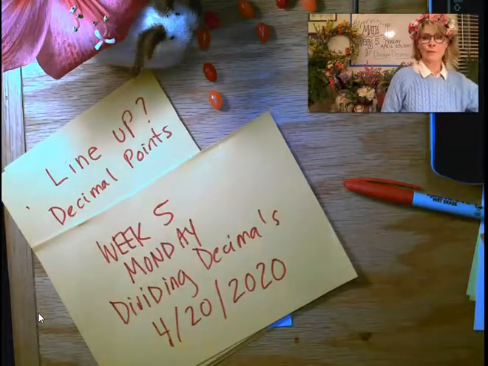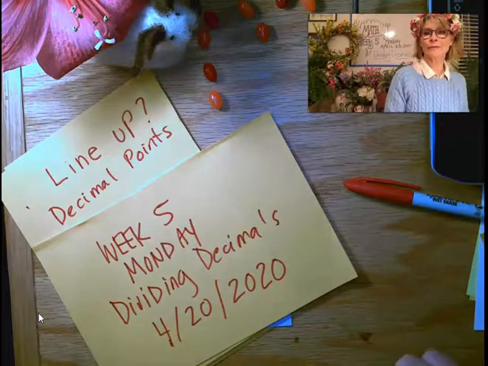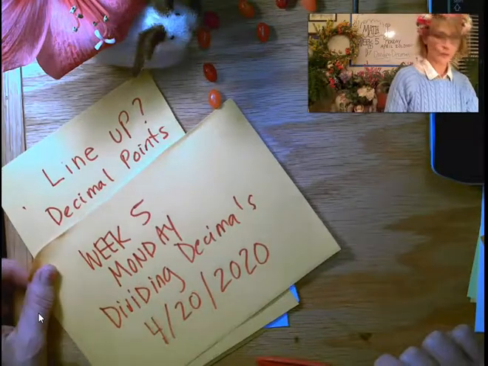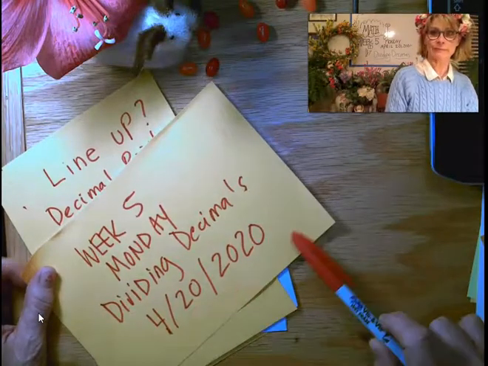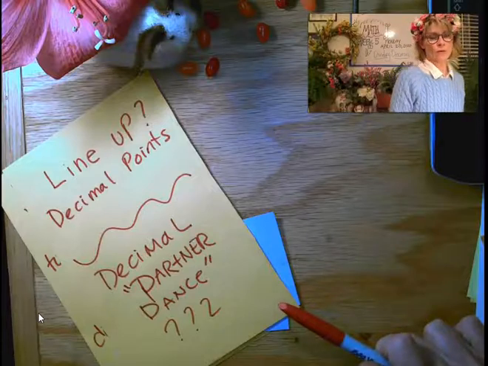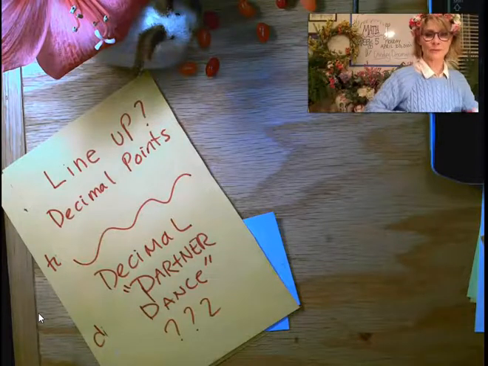Alright, so it is week 5, Monday. We're dividing decimals. It's 4/20/2020. That's a coincidence, isn't it? 20/20/20, yeah.